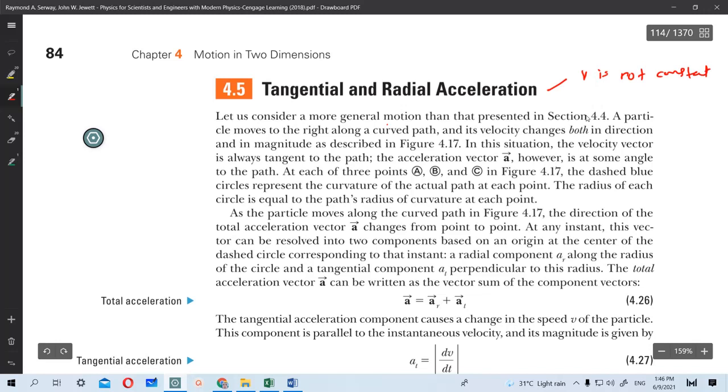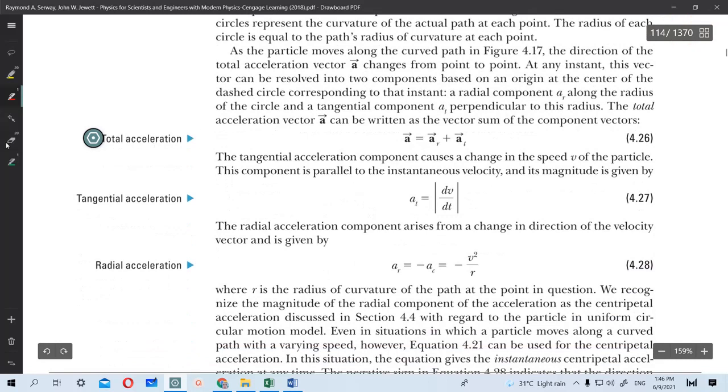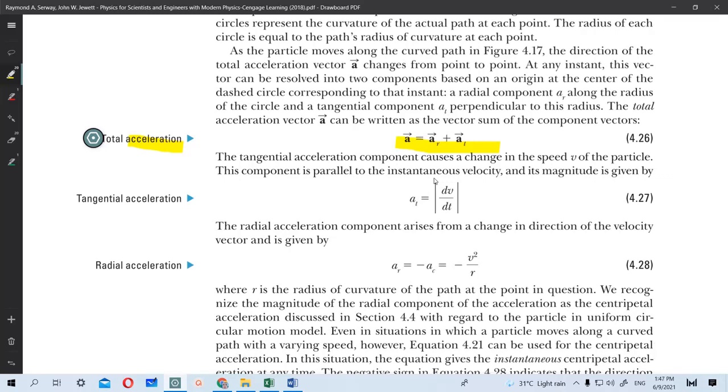V is not constant. So in this subtopic, you are going to see not only a value of acceleration towards the center, which is now called radial, we are also going to have an acceleration occurring tangent to the circumference. Overall, when we talk about the total acceleration, we are to combine both. And in this subtopic, you will find that AT and AR are at the right angle with one another.